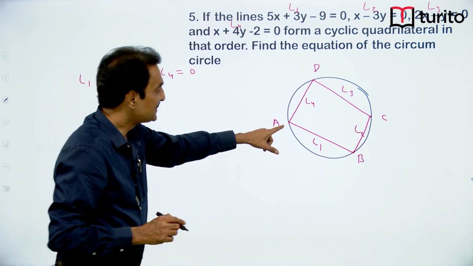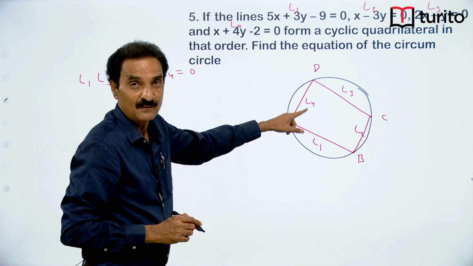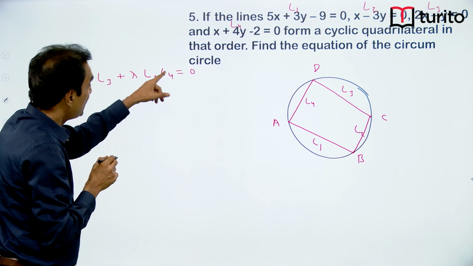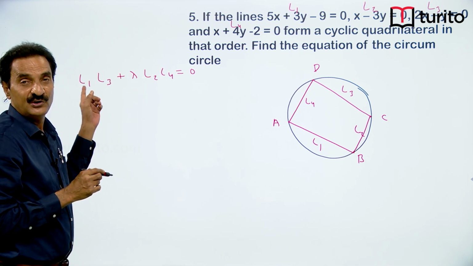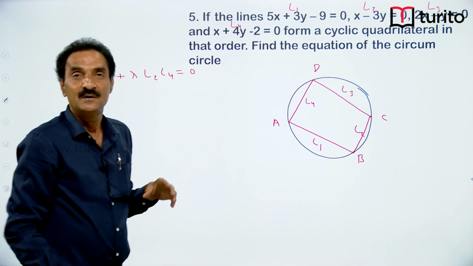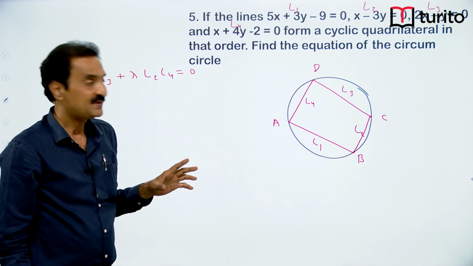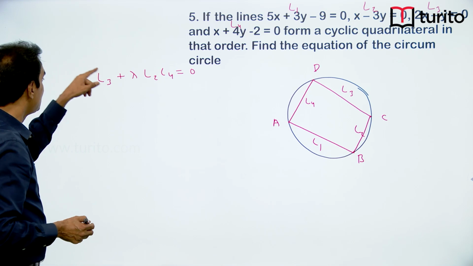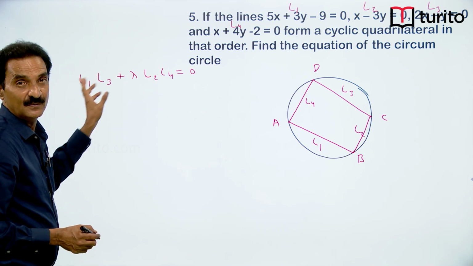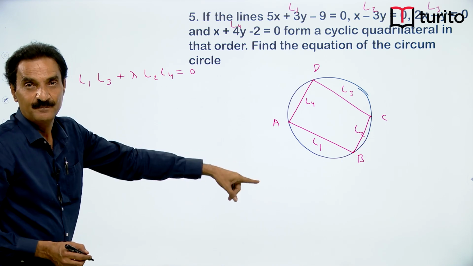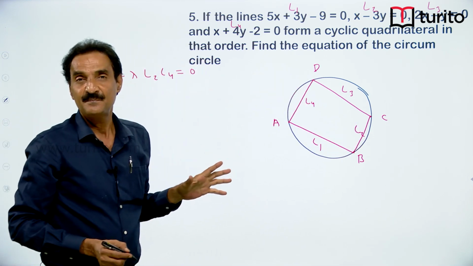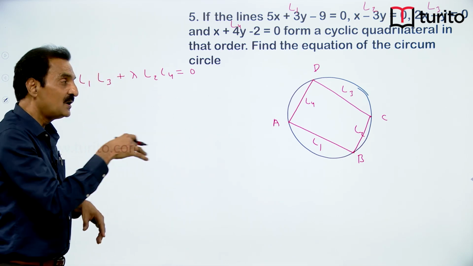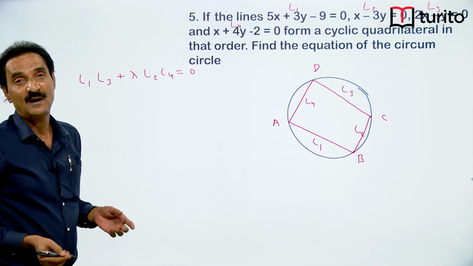Let us check. A is intersection point of L1 and L4. So, if we substitute A, because of L1 first term is 0, because of L4 second term is 0. So, 0 plus lambda into 0 is 0. So, it passes through A. Similarly, check point B. B is the intersection point of L1 and L2. So, because of L1 this will be 0, because of L2 this will be 0. So, it passes through B. Similarly, checking C and D, the equation will be satisfied. So, this curve passes through A, B, C, D for all values of lambda.